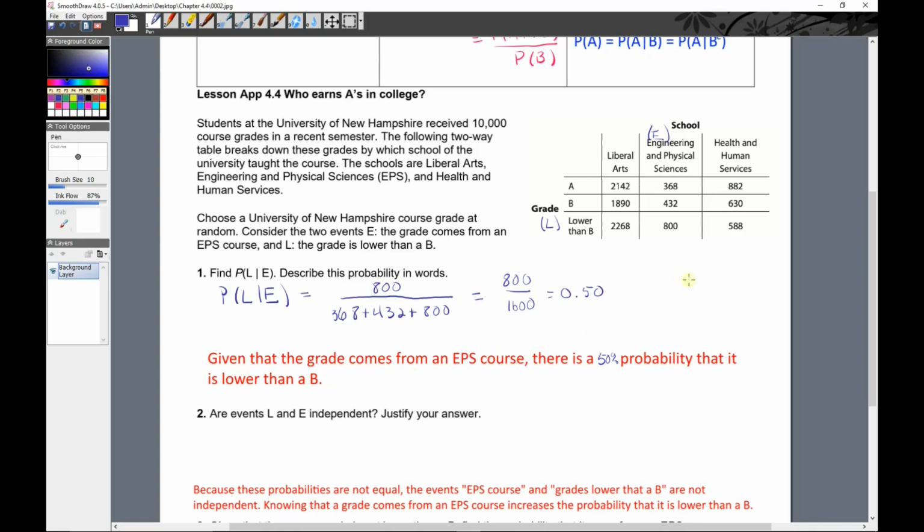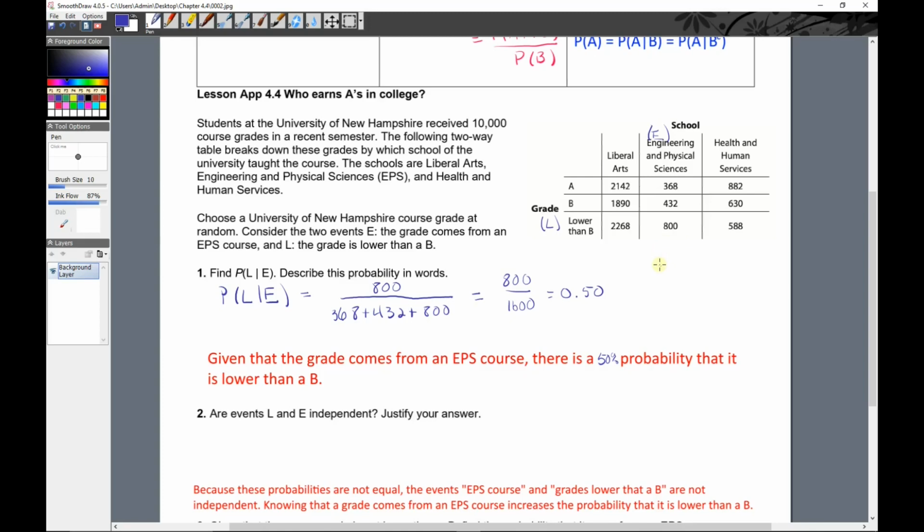So we weren't looking at all of the grades, all 10,000. So that denominator is not 10,000. It only concerns us with this particular school, and there are only 1,600 grades there.